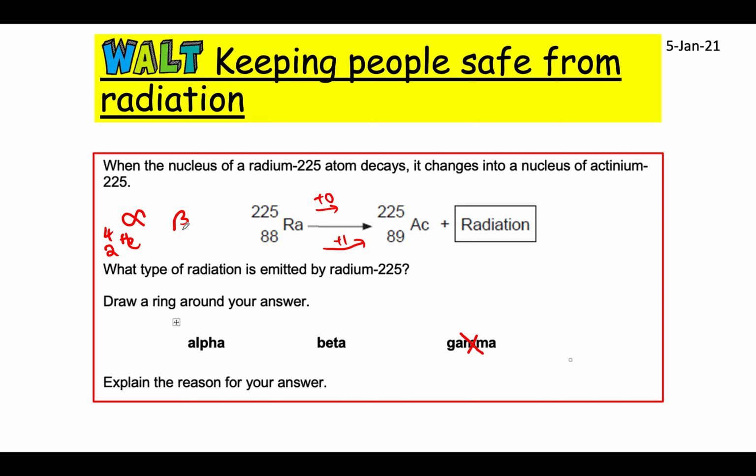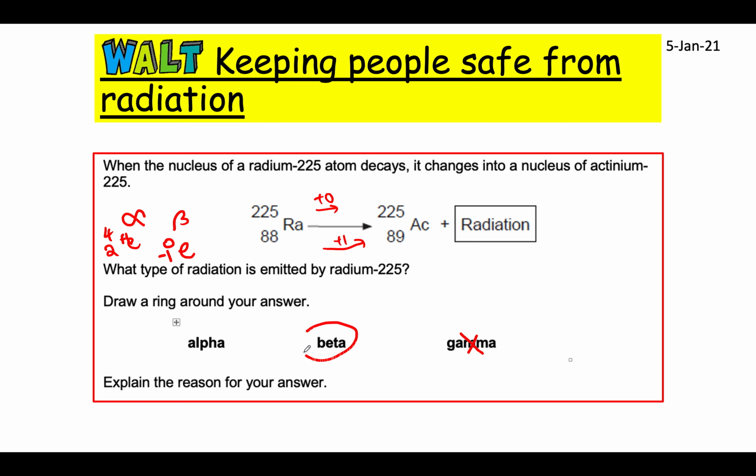Whereas beta, on the other hand, is a high energy electron which has got a mass of 0 and effectively an atomic number of -1 because it makes the atomic number here go up. So which of these is it? Has the mass gone down by 4? In which case it would be alpha radiation, but it hasn't, has it? It's not changed. What's happened is the atomic number's gone up, so it must be beta radiation.